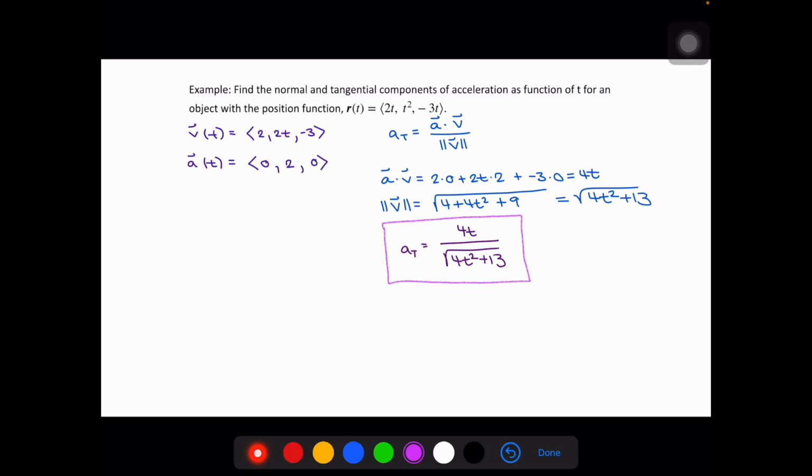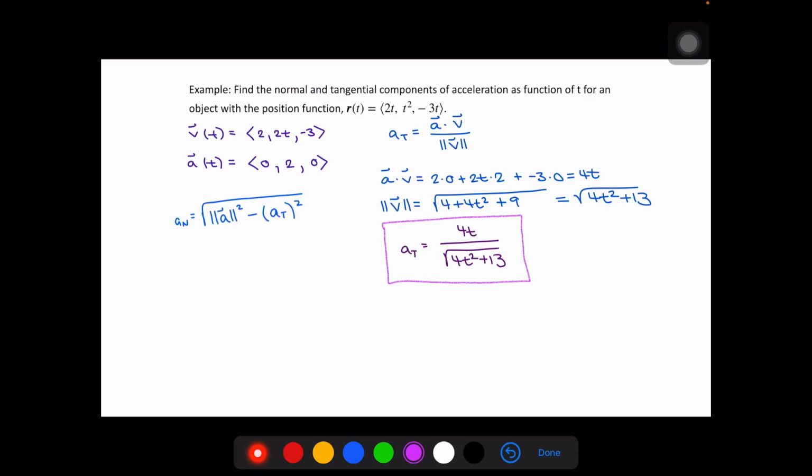So again, this is the part of the acceleration that describes how the speed of the object is changing as a function of time. And so if our object were just moving in a straight line path, this would be our acceleration function. But because our object is moving on some curve through space, this is just part of the acceleration. It describes the part that impacts the speed of the object.